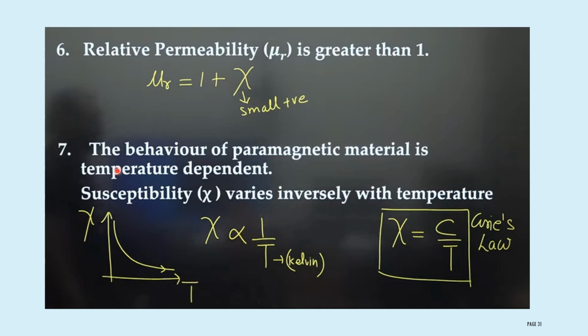Seventh property, the behavior of a paramagnetic material is temperature dependent. Susceptibility varies inversely with temperature. Susceptibility is inversely proportional to temperature. The SI unit of temperature is Kelvin. Look at the graph here between zeta and T. You will get a graph like this. This indicates zeta is inversely proportional to temperature. If you remove the proportionality sign and add a constant, zeta equals C by T. This we call Curie's law.